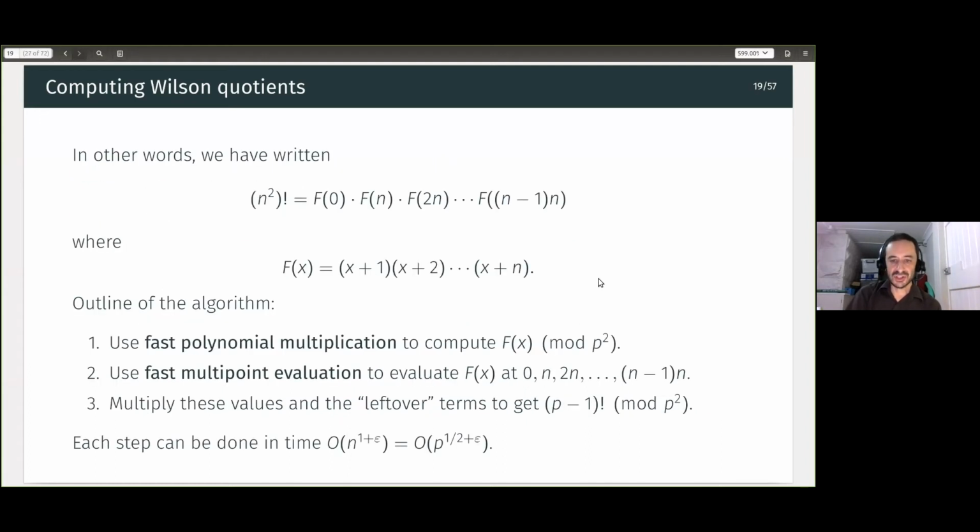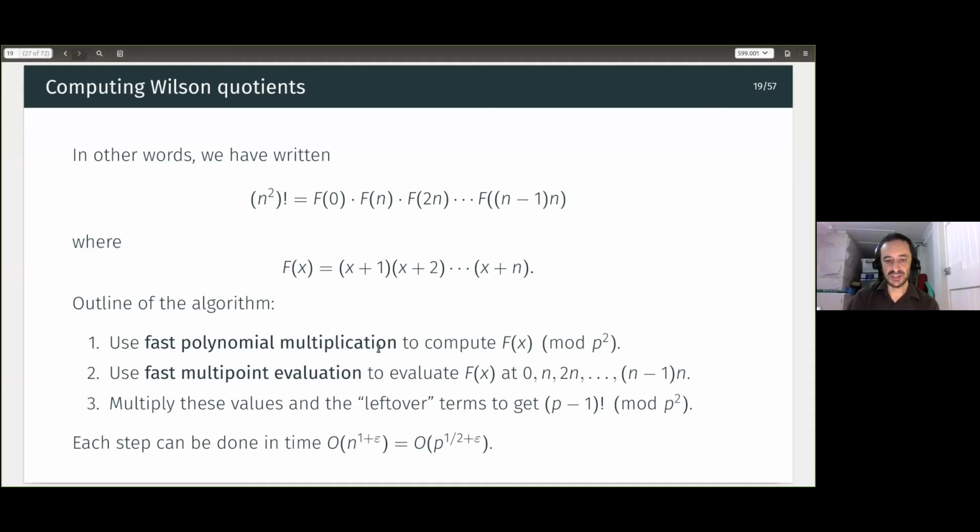And then Strassen observes the following. He says, well, we can write this product in the following way. I write down this polynomial, f of x, which is x plus 1 times x plus 2, and so on, up to x plus n. So this is a polynomial with about 4 million terms. And I evaluate this polynomial. First of all, at 0. That's f of 0, which gives me the first n terms. And then I evaluate at n. That's n plus 1 times n plus 2, so that gives me the next n terms, and so on. I evaluate this at n points. And the product of all those values will be the value that I'm searching for.